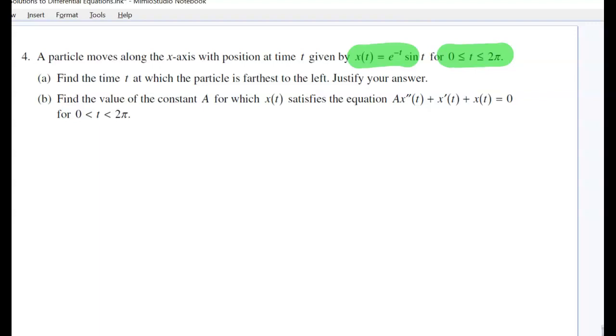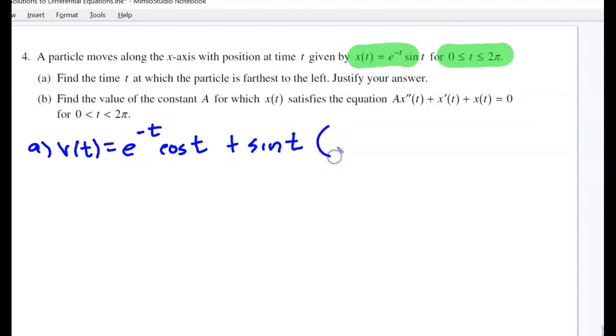So the first thing I have to do is figure out when the velocity is 0. So the first thing I have to do for part A is find the velocity, and the velocity is going to be the derivative of the position function. So it's going to be the first function times the derivative of the second, plus the second function times the derivative of the first. And this is really the same as x prime of t.